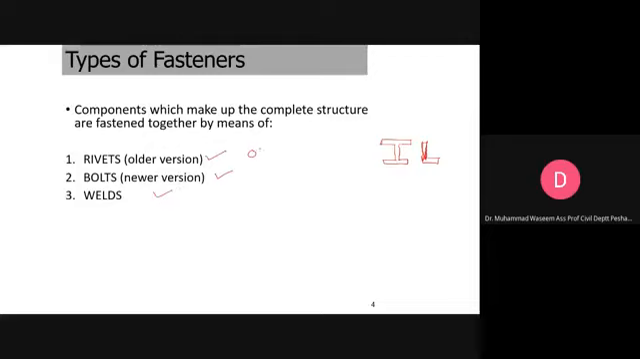Riveting is obsolete now. Please remember this is obsolete. So we are not going to discuss riveting, or the design or analysis of riveted connections, in this course. We will just talk about bolting and welding, bolting in this class and welding in the coming class. So you should remember there are three types of fasteners: rivets, bolts, and welds.